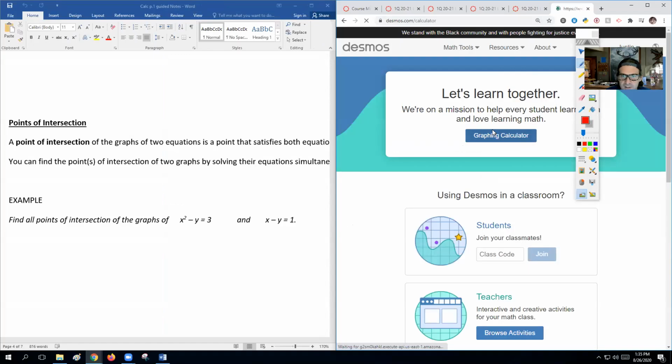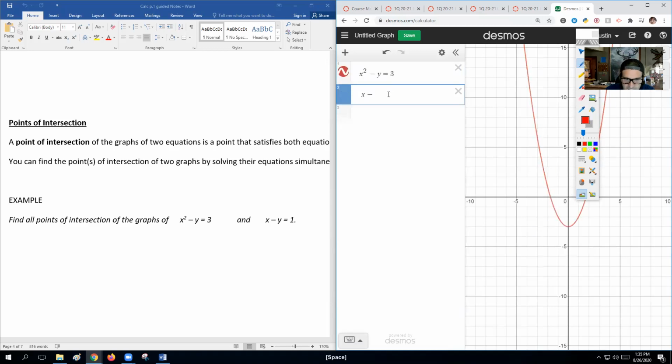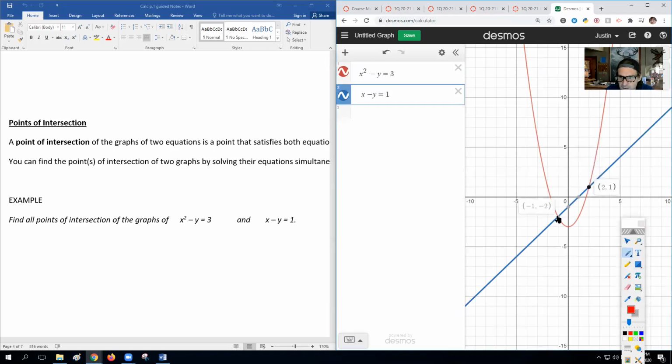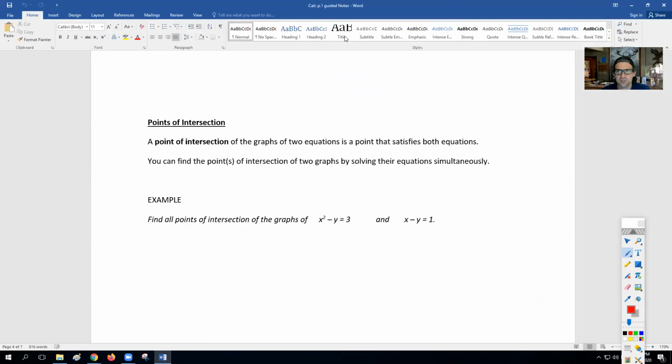There we go. Got Desmos here. I'm going to start graphing this, and Desmos is super nice for this. So we got x squared minus y equals 3. There's the graph of the parabola. x minus y equals 1 is a straight line. Hey, 2, 1, negative 1, negative 2. That's what we thought. So it's always easy to double check when we graph. Okay, so let me maximize this. Again, we'll finish our notes here, but this is really what you guys are going to do today, just points of intersection here.